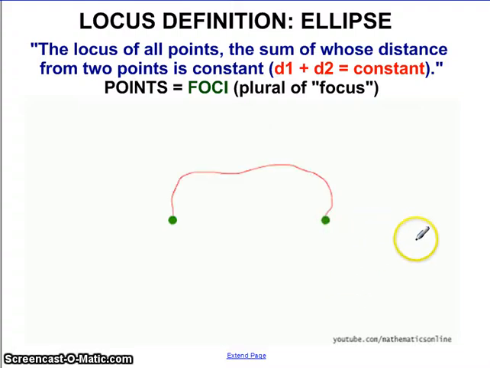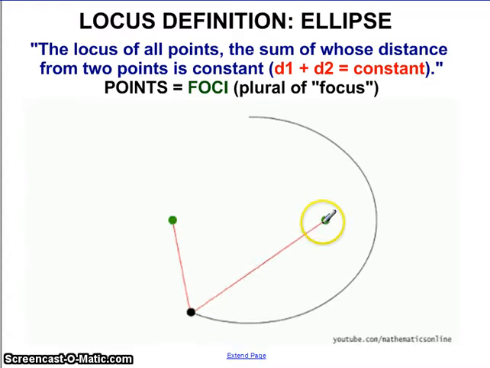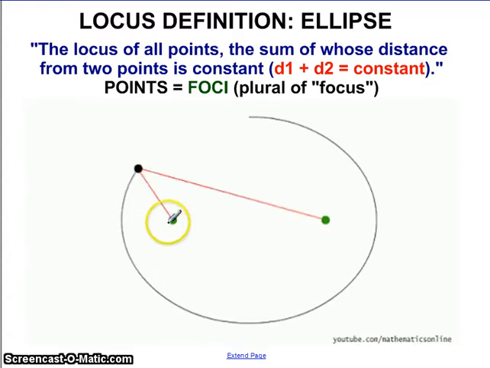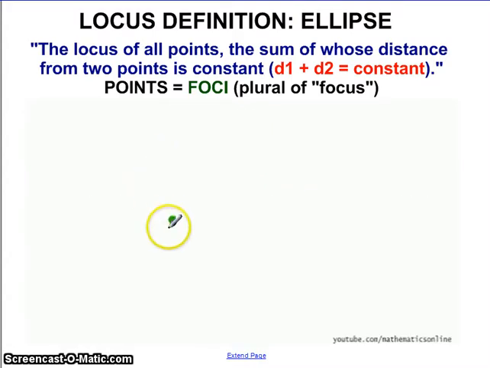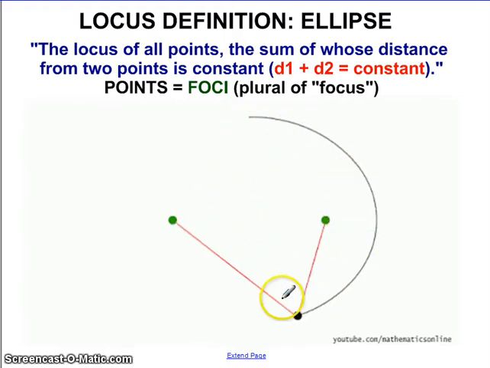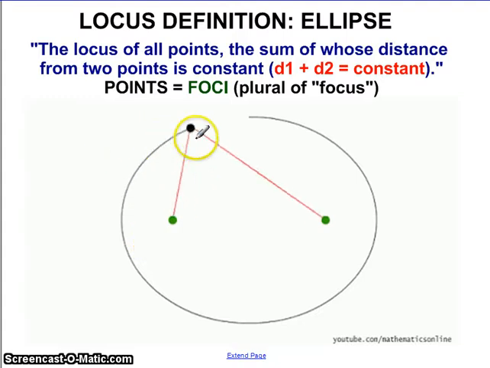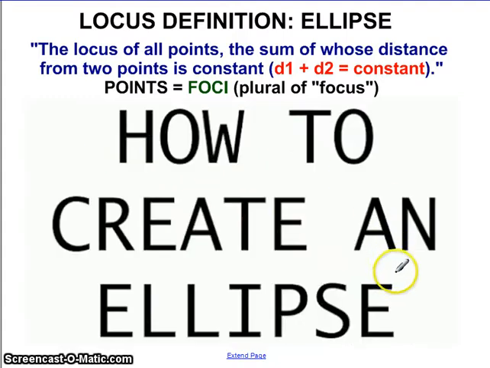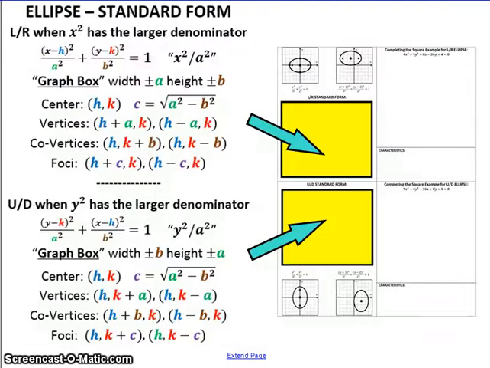And one way you can think about it is looking at this diagram here, and you may have actually done this before in school. If you put two thumbtacks into a paper, let's say, and you take a loop of string, from this point to this point, put a loop of string here and pull it tight. The total length of this string never changes, so this plus this is always the same. And as you drag the pencil around, you will trace out an ellipse. So that's the locus definition for the ellipse.